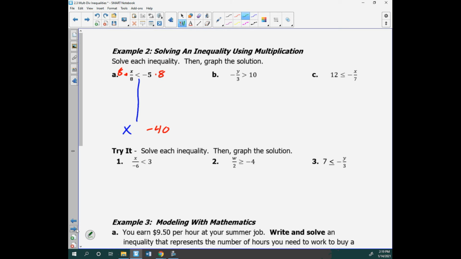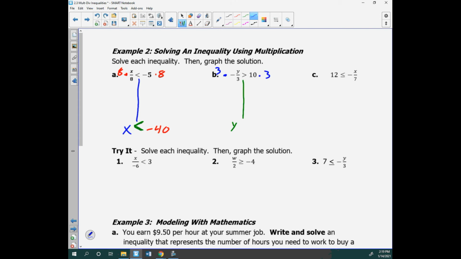I times by a positive 8. That means this sign's going to stay the same, just because I'm not going to flip. Okay? Letter B here, if I want to get y all by itself, how do I get rid of the divided by 3? I'm going to times it by 3.